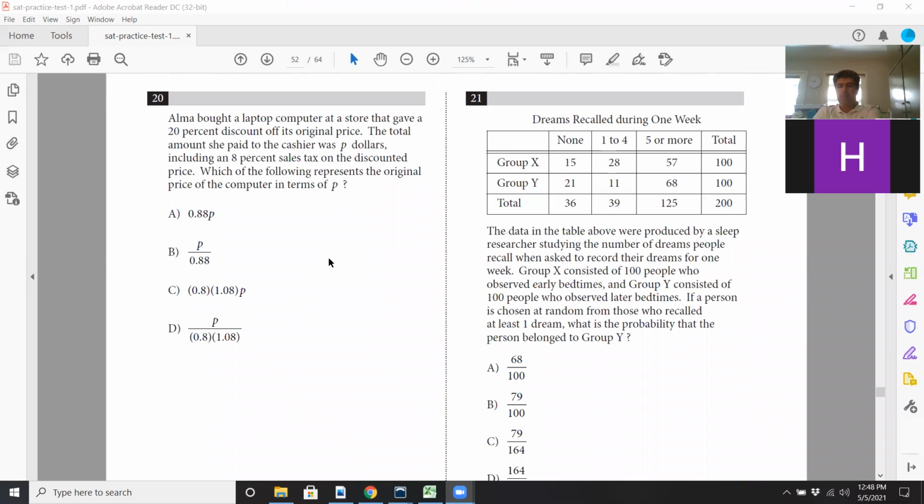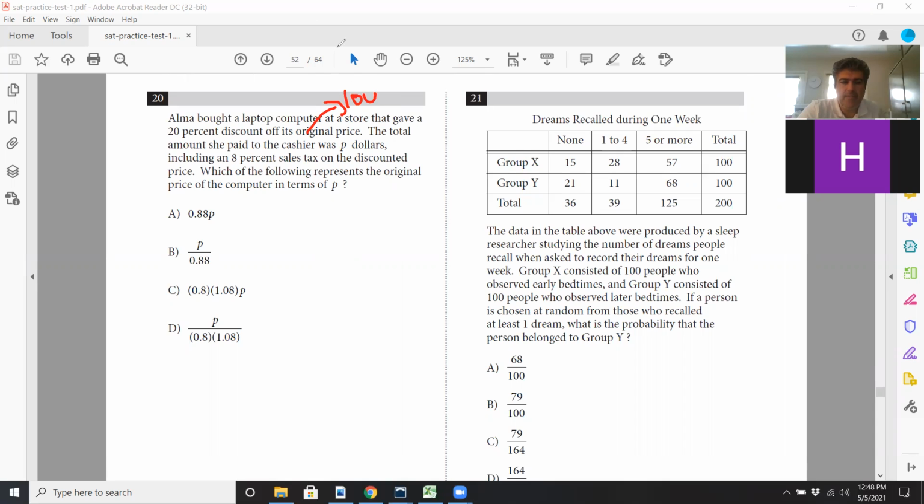So let's look at 20. Alma bought a laptop computer at a store that gave a 20% discount off its original price. The total amount she paid to the cashier was P dollars, including an 8% sales tax on the discount price. Which one represents the original price of the computer in terms of P? Okay. Usually when you're doing percentages, it's good to let the original be 100.